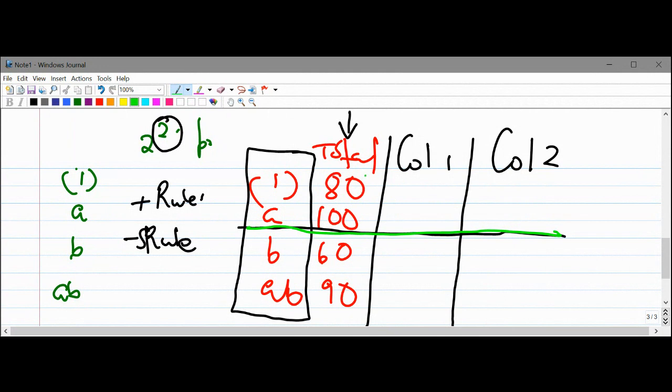The first pair is 80 plus 100. What are we getting there? 180, right? The second pair, you add 60 plus 90. What are we getting there? 150, right?